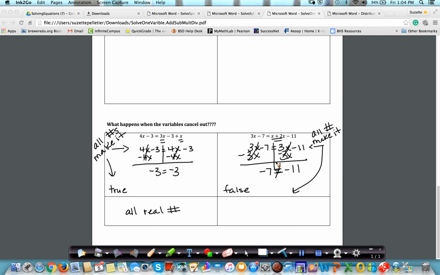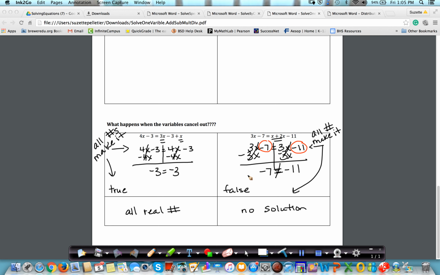So in this case, there's no way I can ever get this scale to be balanced, because this negative 7 and this negative 11 are different values. And so my scale is tipped and not balanced. And so my answer in this case is no solution. There is no number that I could plug in to x on both sides and have it end up working.